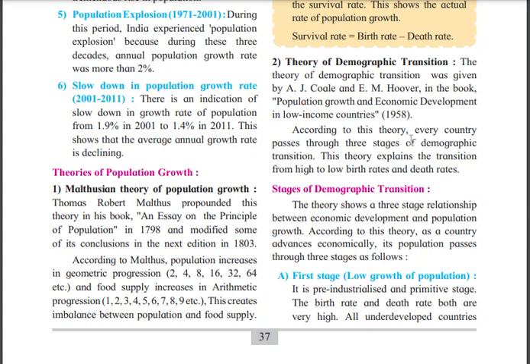High to low birth rate and death rate. Okay, so the stages of demographic changes. The first is low growth of population.